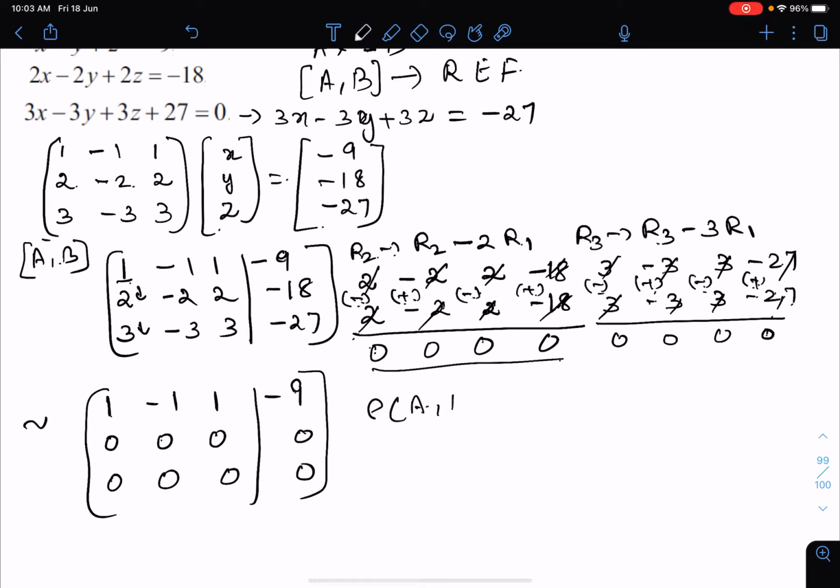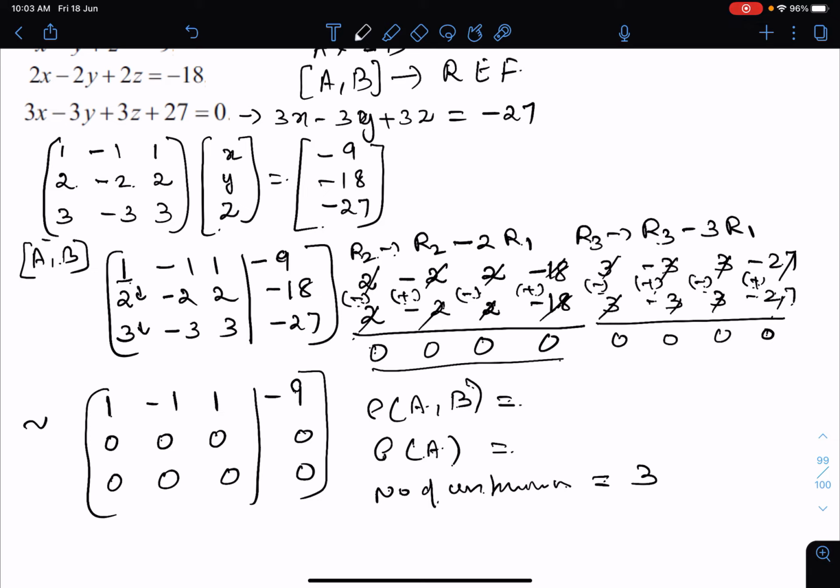Rank of AB equal to, similarly rank of A equal to, and number of unknowns. How many unknowns we have? 3 unknowns, isn't it? X, Y and Z. Now what is our rank of AB? The whole matrix, if you take, how many non-zero rows? We have got only one non-zero row, it is 1. And what about rank of A, meaning before this line which I have dropped, this 3 cross 3 matrix? You have got only one non-zero row, so this also is going to be 1.